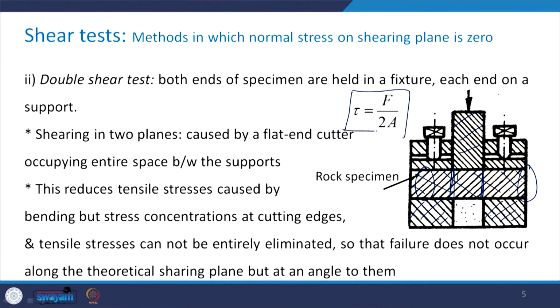This is the expression to be used to obtain the shear strength of this rock specimen. This is the F that is being applied. Why we are dividing it by 2? Because here there are two cutting planes through which the shearing of the specimen is taking place.